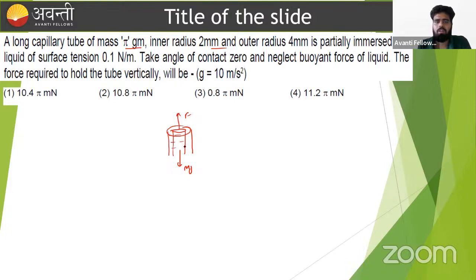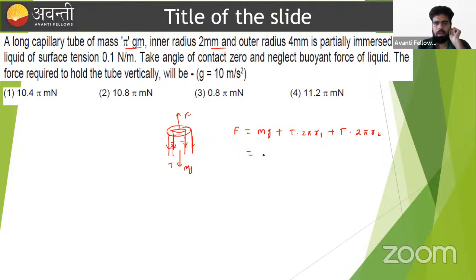Here liquid is filled, so we can say surface tension is acting on the inner and outer radii. So what is the force balance equation in this case? The upward force F must balance mg plus the surface tension force. And surface tension force is nothing but surface tension into length. In the inner radius, if the surface tension is T, the force is T into 2 pi R1. In the outer radius, T into 2 pi R2.